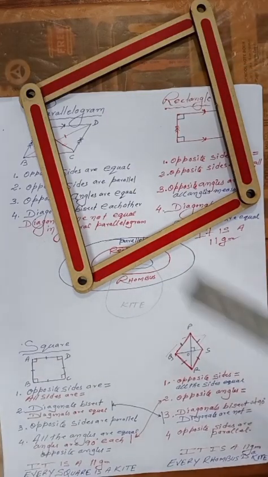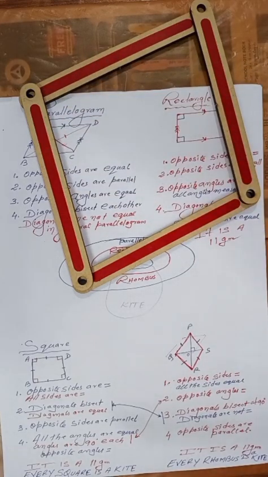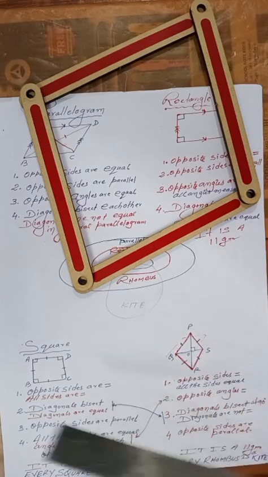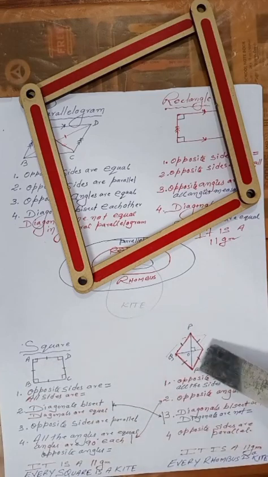Opposite angles are also equal. You can see the opposite angles are equal, mind it, but not 90 degrees. This is the main difference between the square and the rhombus. Here all the angles are 90 degrees; in the rhombus, the angles are not 90 degrees.